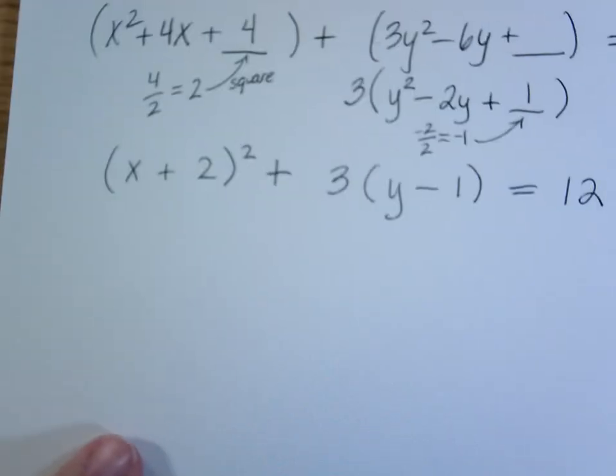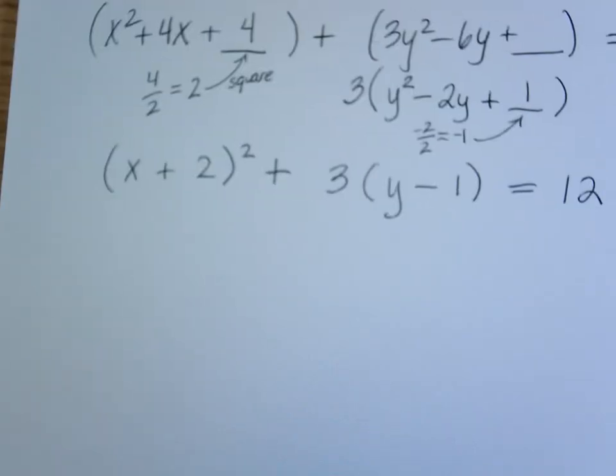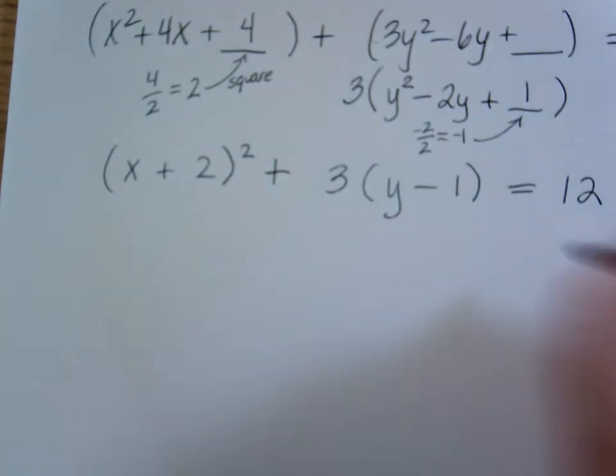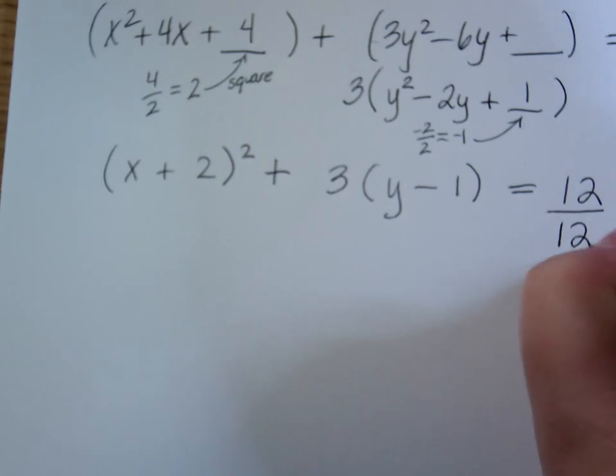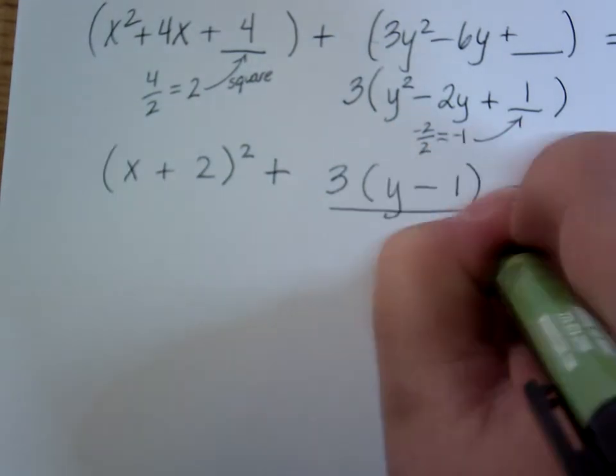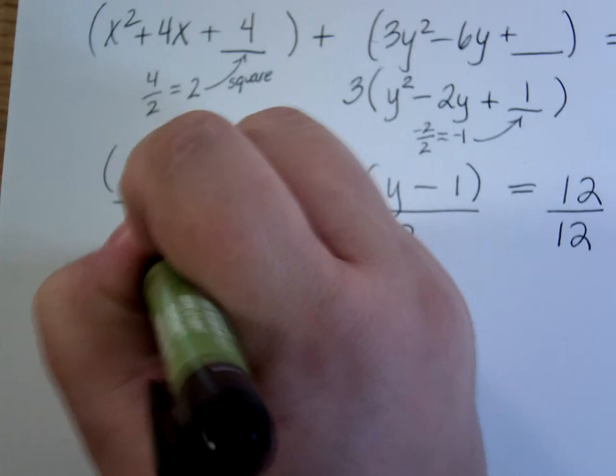So this is where I am. I have a completed square. It's almost in standard form. It's really close. The one thing that remains is that for ellipses, you always have to have the right-hand side equal to 1. 12 is not equal to 1, but if I divide it by 12, it will be. So I divide everything by 12.